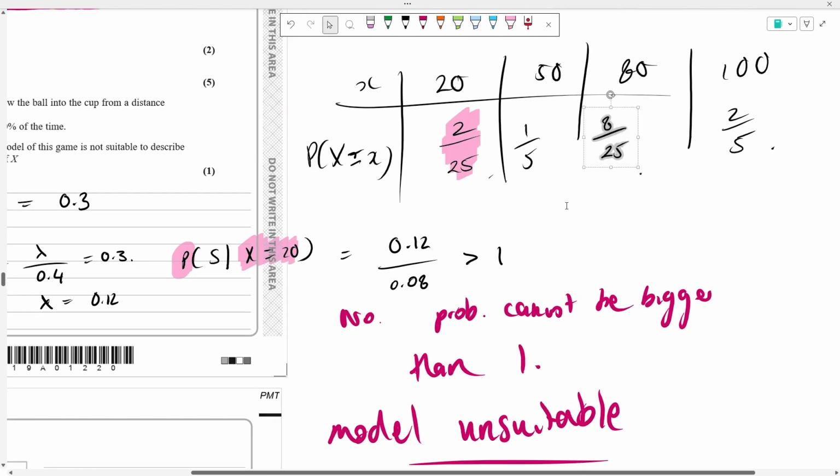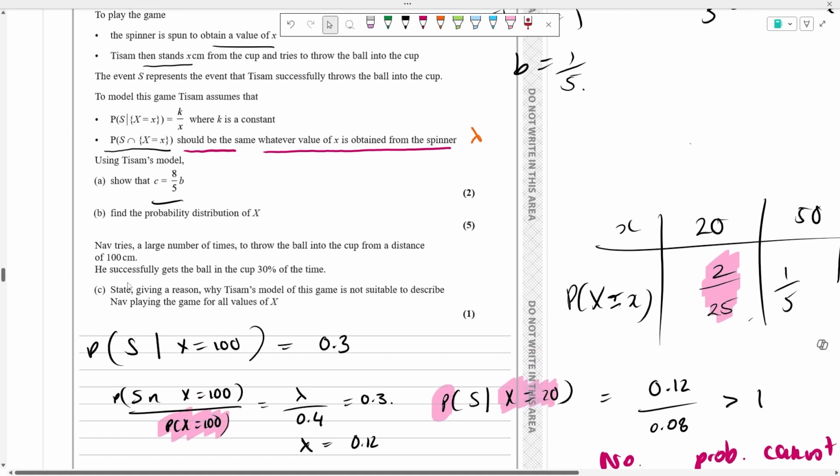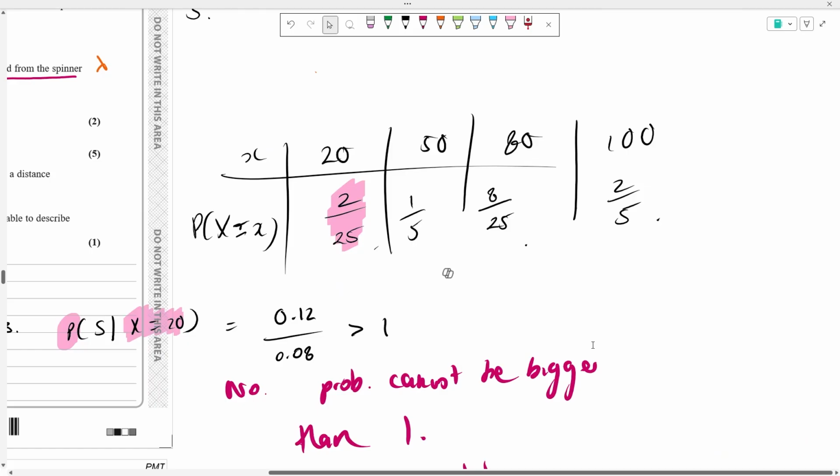Okay, try it with different values. If it works with 80, great. If it works with 50, great. The question is asking why it's not suitable, so try to find a reason for it to not be suitable.